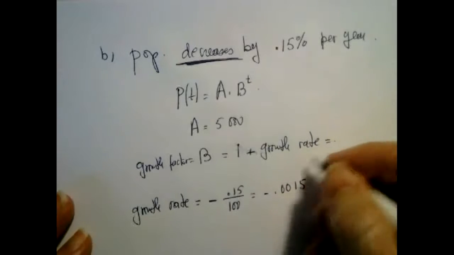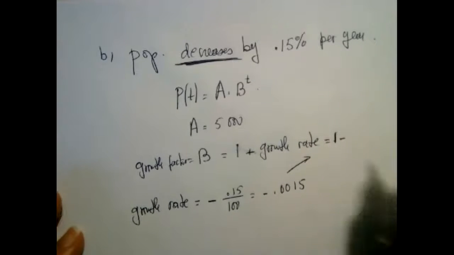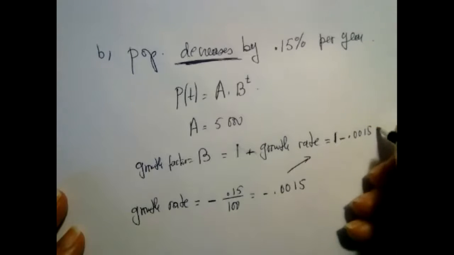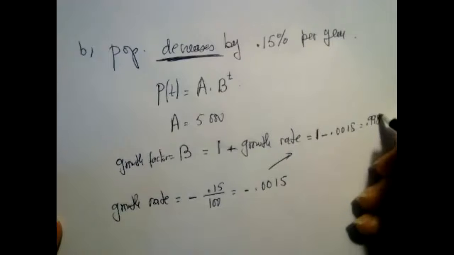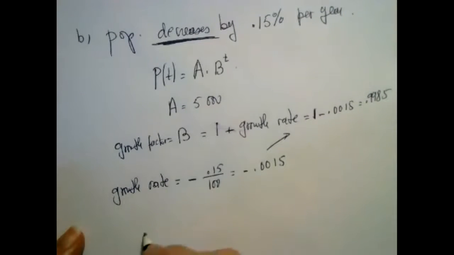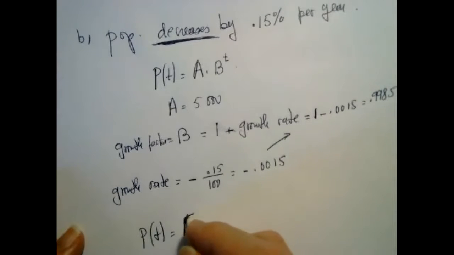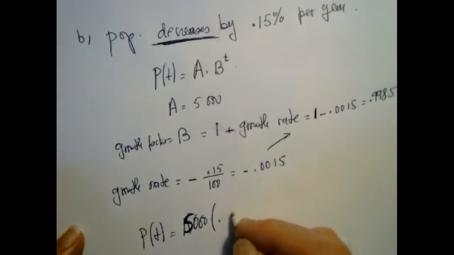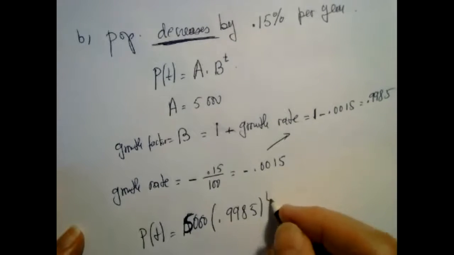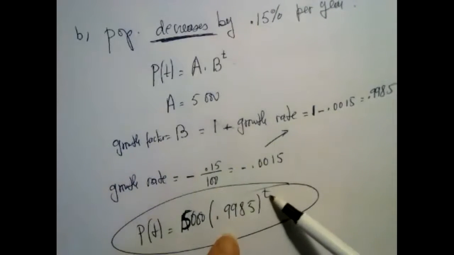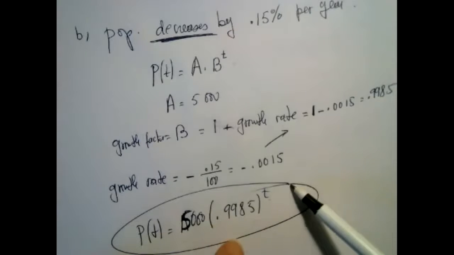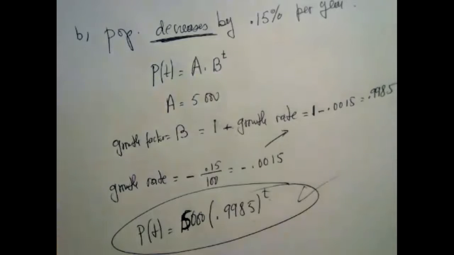The growth factor is going to be 1 minus 0.0015. And I'm left with 0.9985. So the formula for the population is the initial value times 0.9985 to the power t. So now I know the formula for any time. If I want the population after 2 years, after 5 years, after 15 years, I have an absolute formula for the population.